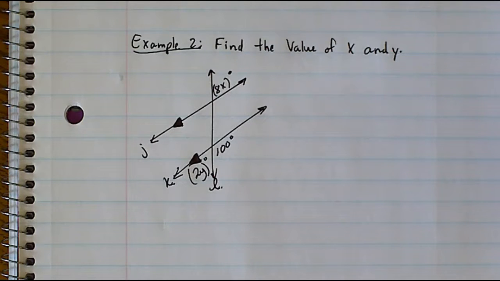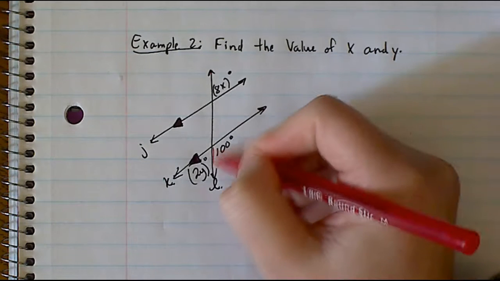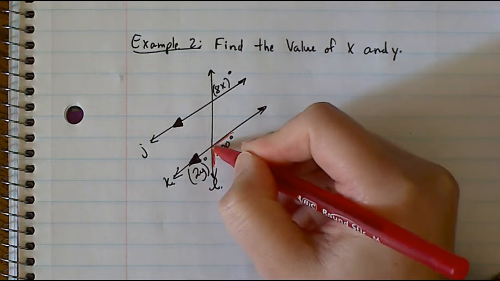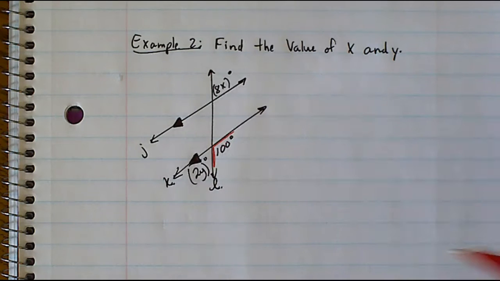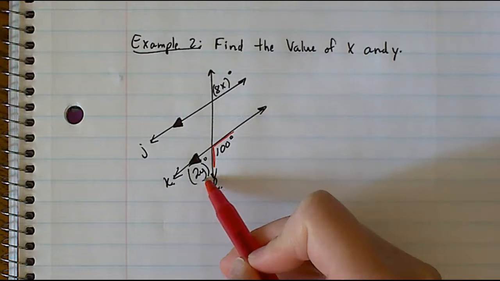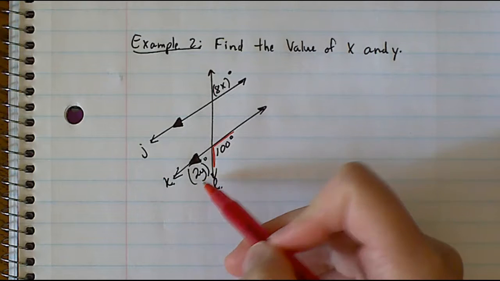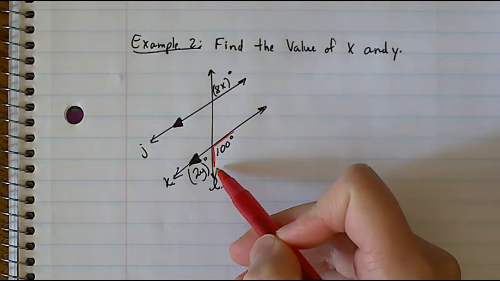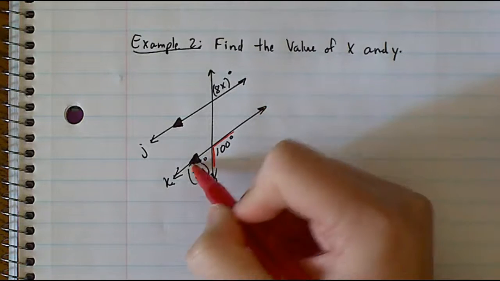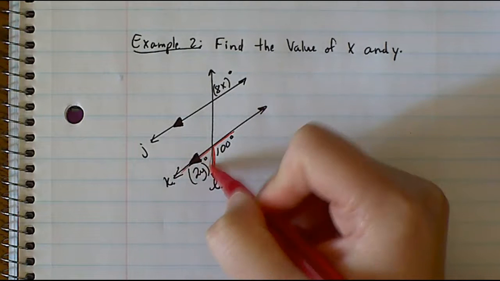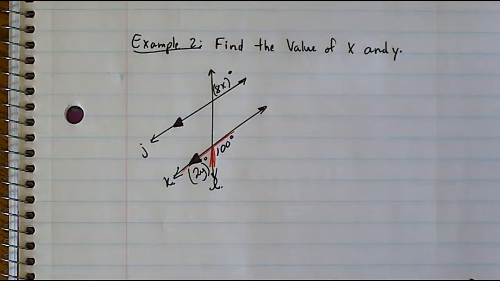All right, here's an example that involves algebra. Example 2 says find the value of x and y. The first thing that I want to look for is any angle that does not have a variable. So that would be this 100-degree angle. See if you can work off of that angle first because you already know what it is. I noticed that my variable y is right next to the 100 degrees. It's adjacent. It also forms a linear pair with that 100-degree angle.